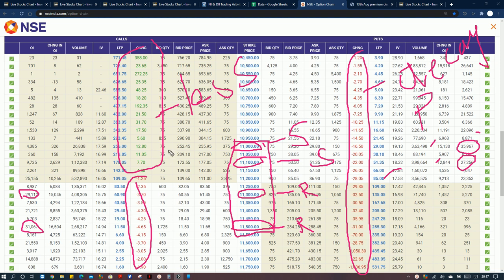So the option chain is clearly giving an idea that 11,300 is the immediate resistance, but there is a probability that it can hit 11,300 plus and above, as per the option chain.